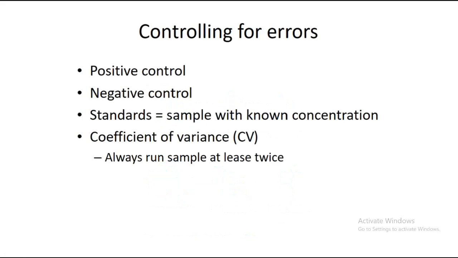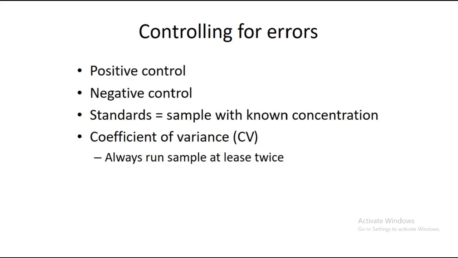Now, in terms of controlling for errors or trying to ensure that your results are true or that your ELISA has run well, you can use positive controls and negative controls, okay? Positive controls are provided by the company, and when you add them to the plate, you expect to get a high reading, okay? If you don't get a high reading, then you can basically determine that the ELISA doesn't seem to have worked as well.